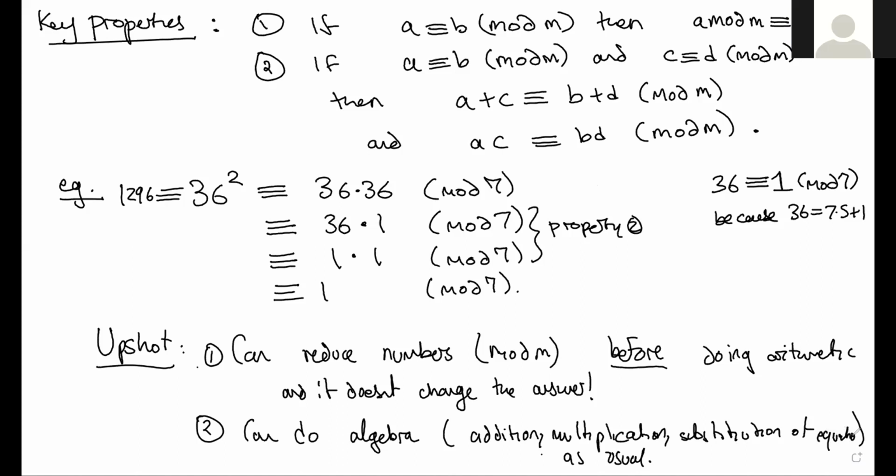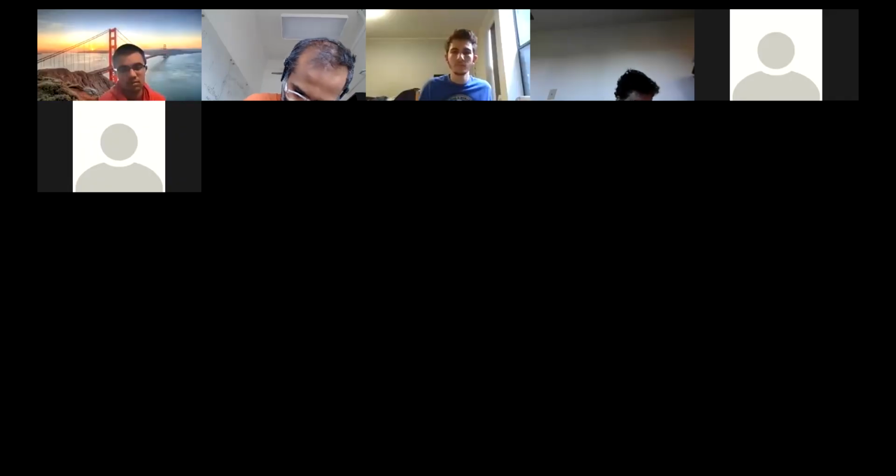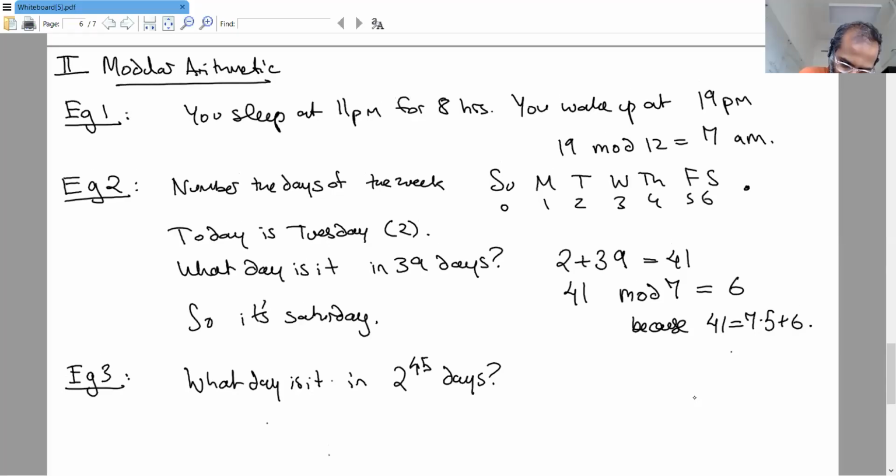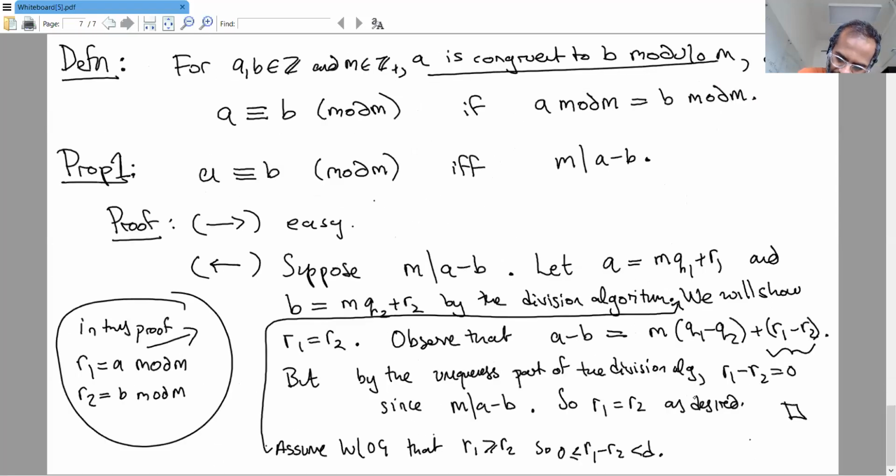Could you explain real quick again what's the definition of congruence? Sure. So the definition of congruence is here in the previous slide. Two numbers are congruent modulo m if they have the same remainder modulo m. A mod m equals b mod m. And by this proposition, that's the same thing as saying m divides a minus b.